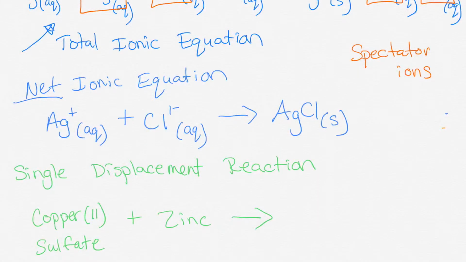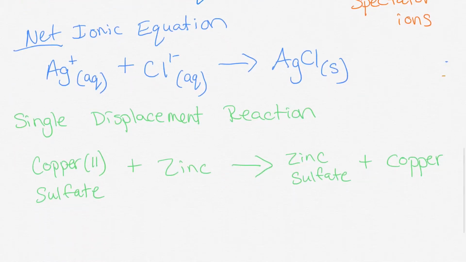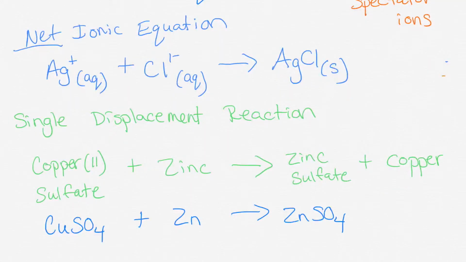So then that single displacement reaction, we know that zinc is more reactive than copper, so it will be able to replace the copper. So we're going to end up with zinc sulfate and copper by itself. Then when we write out our reaction here, we'll end up with CuSO4 reacting with our zinc, making our zinc sulfate, that's ZnSO4, and then our copper.